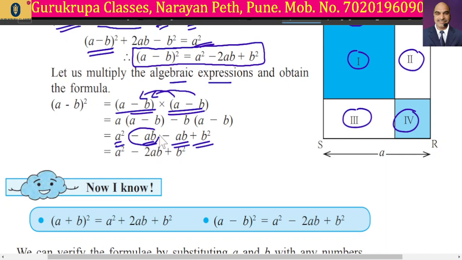So this minus AB and minus AB would be, sum them up, because like sign we should add them, keeping the sign. So here we get A square minus 2AB plus B square. So thus we get A minus B whole square. If the polynomial is in this form A minus B, then we can get the square by using the expansion formula A square minus 2AB plus B square.